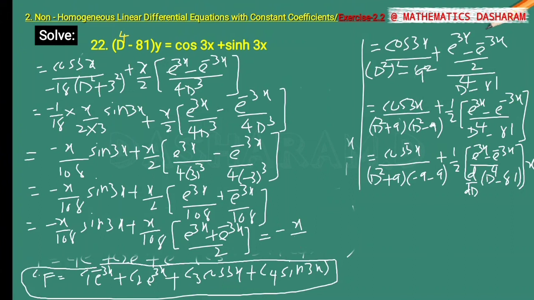Now the general solution is complementary function plus particular integral. Here is the complementary function, and here is the particular integral, x by 108 bracket of, first I am writing the positive term, next write the negative term. So this is our required answer.